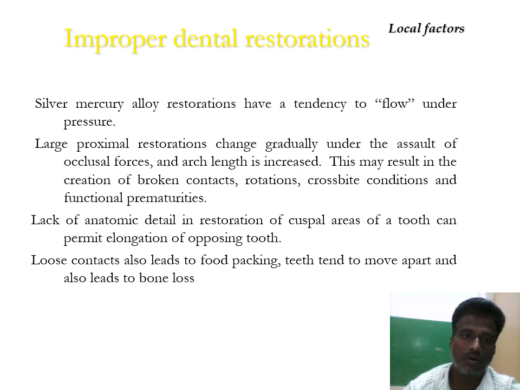Improper faulty restorations may lead to changes. Silver mercury alloy restorations have a tendency to flow under pressure. Large proximal restorations change gradually under the occlusal forces and arch length is increased. This may result in creation of broken contacts, rotations, crossbite conditions, and functional prematurities. Lack of anatomic details in restoration of cuspal areas of a tooth may permit elongation of the opposing tooth, so supraeruption. Loose contacts can also lead to food packing. Teeth tend to move apart and also lead to bone loss.